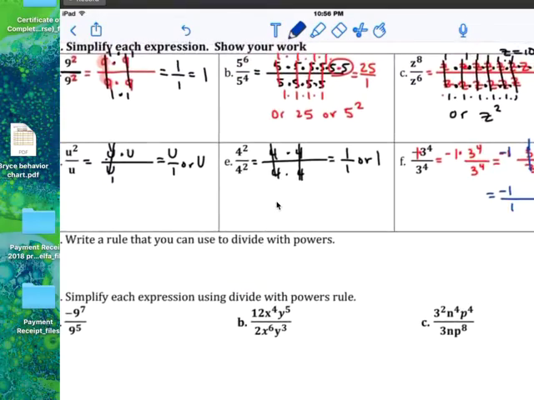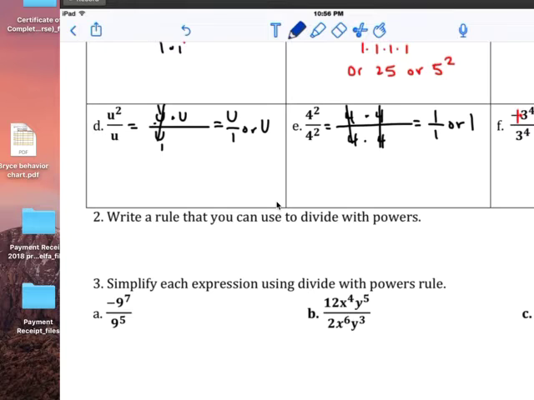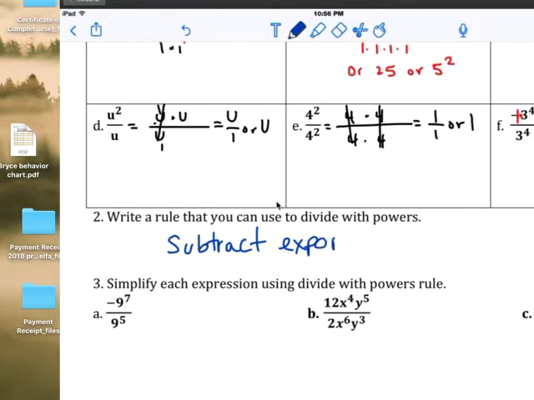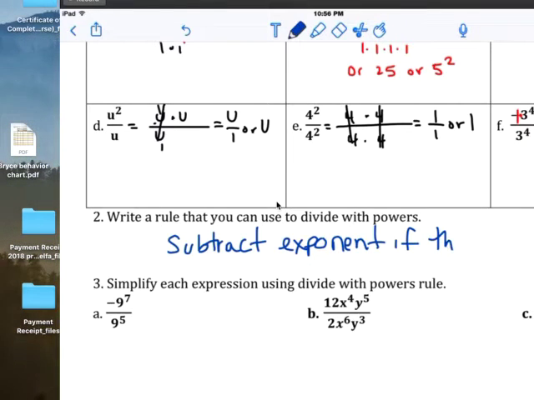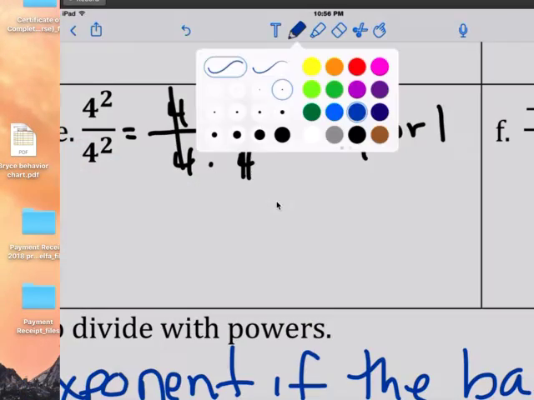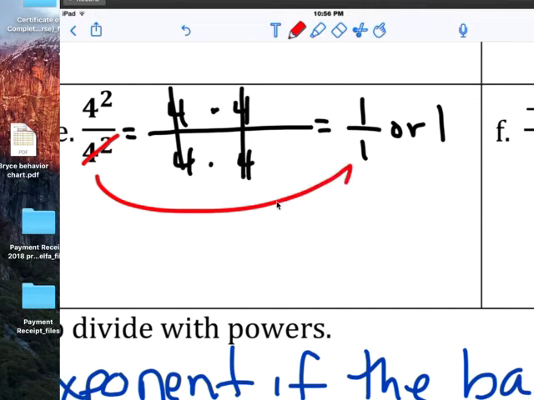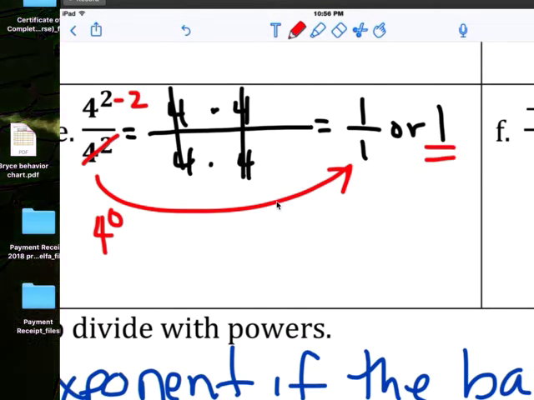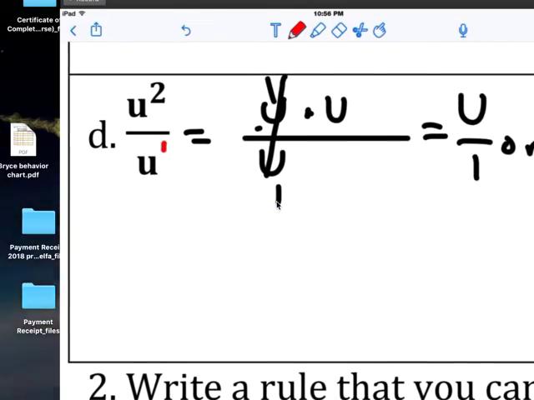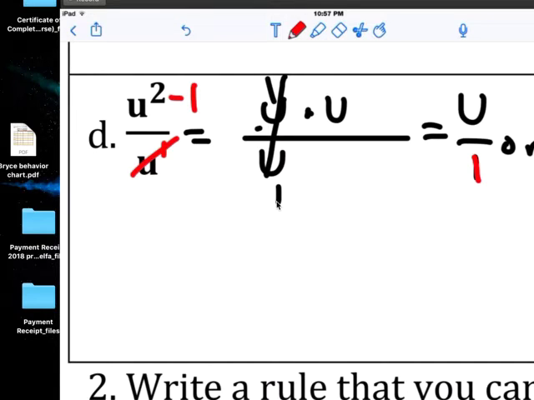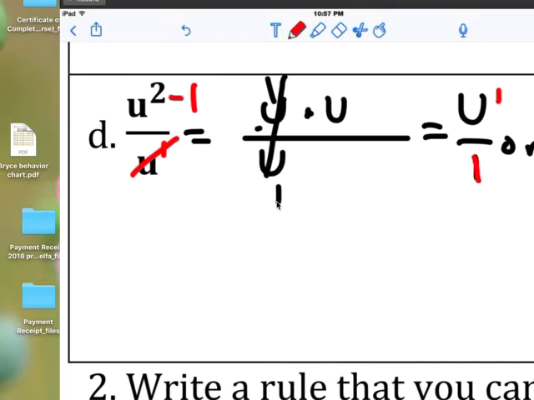Well, if you haven't caught it yet, the rule to dividing with powers is subtract the exponents if the bases are the same. So I'll show you here. I take this base, I assume it's going to be 1 because the smaller one minus the 2, I get 4 to the 0 power. Anything to the 0 power is 1. Okay? I take this one to the first power, cross that out. Anytime we cross it out, we assume it's 1 divided by minus the 1. So I get u to the 1 power, or just u over 1.